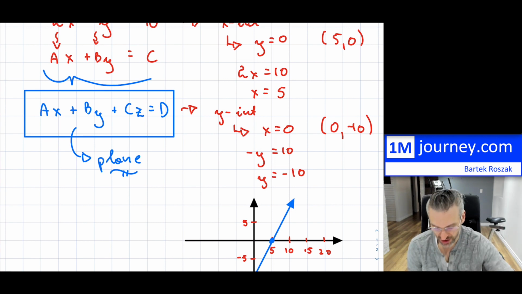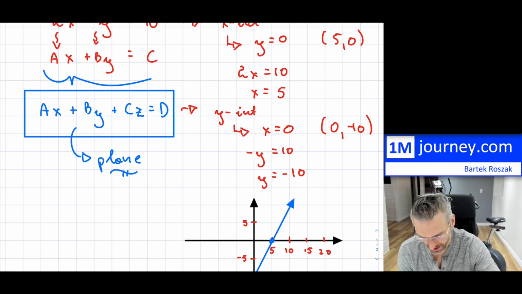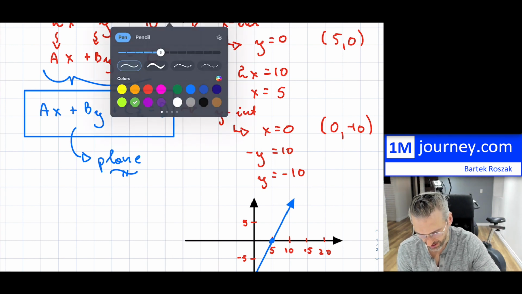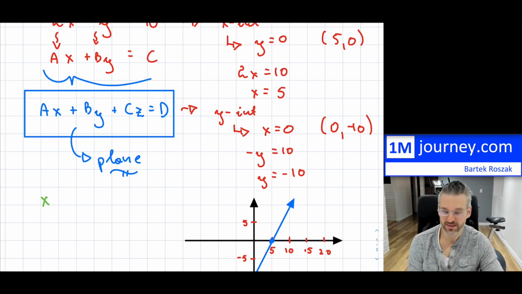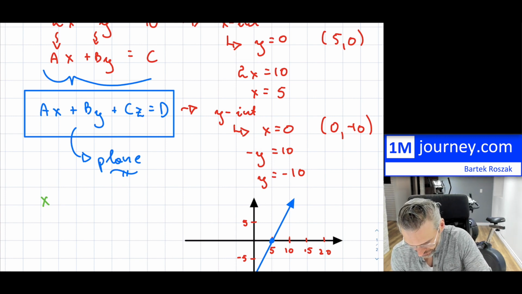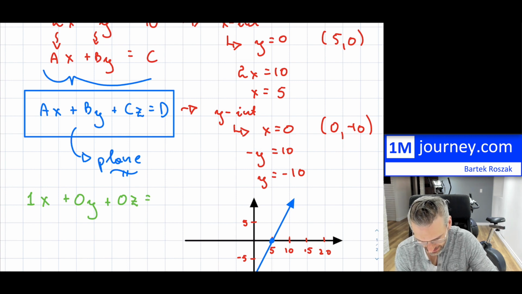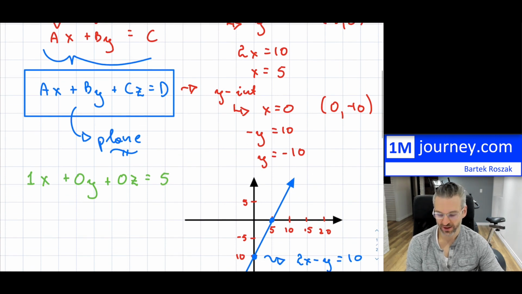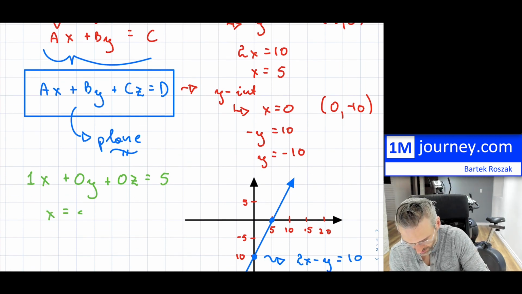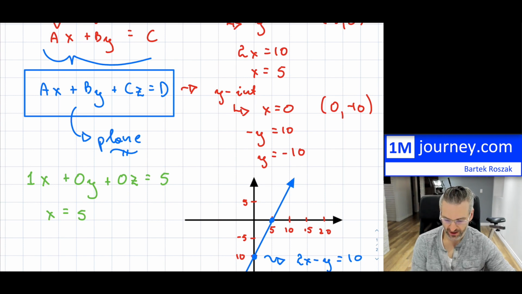Now, let's make it very simple in the beginning. For instance, let's say a is equal to 1, so I just get 1 times x, which is x. Let me make all the other coefficients equal to 0, and let's make d equal to 5. If I simplify, I just get x is equal to 5.